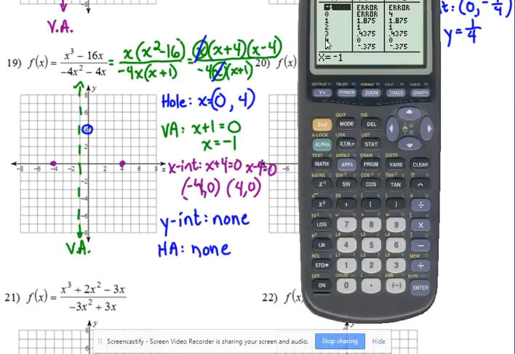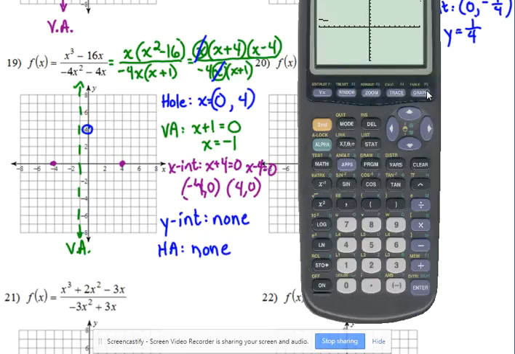X-intercepts, let's confirm them. At positive 4, the y values are 0. At negative 4, the y values are 0. We do not have a y-intercept, again, as I mentioned before, because y1 has an error in it. It's a hole. It can't be your y-intercept because it doesn't actually cross the y-axis, because it's a hole right there.